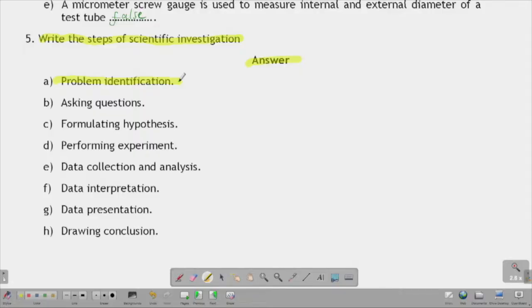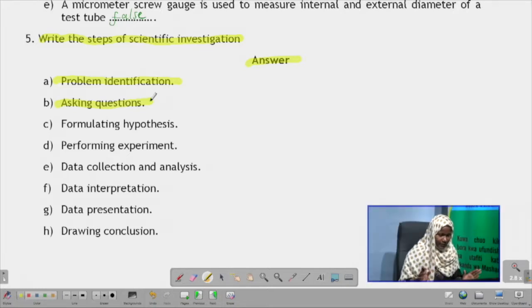Now the second step is going to be asking questions. So now that I have met this puzzling observation, mass does affect, the second step is I'm going to ask some questions. Does the mass of the bob really affect the time it takes to complete one oscillation? That is going to be my second step, and it's asking questions.